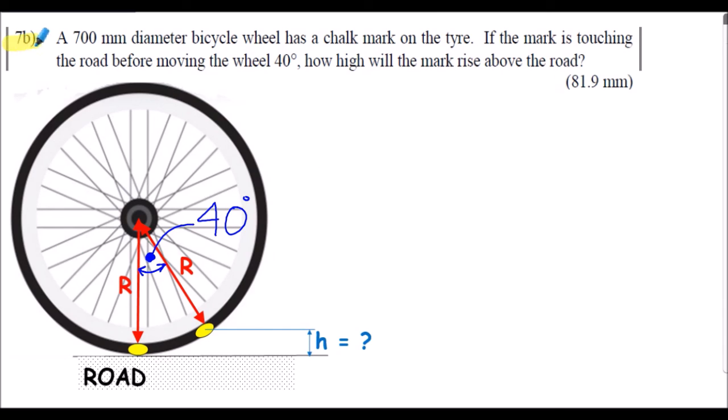Question 7b. A 700mm diameter bicycle wheel has a chalk mark on the tyre. The chalk mark is shown down here in yellow. If the mark is touching the road before moving the wheel 40 degrees, how high will the chalk mark rise above the road? So this shows the sketch of the problem. And again, if you think you can solve for the dimension h from here, I would encourage you to stop the presentation and attempt this question now. But slightly more information is given on the following slide.